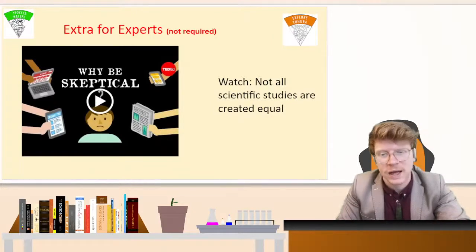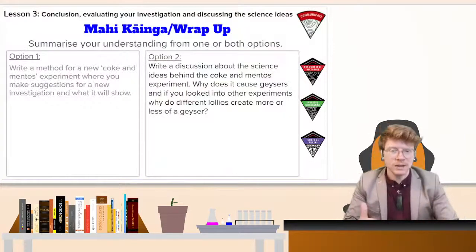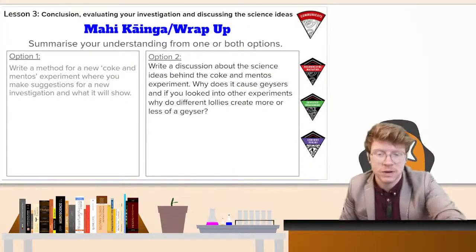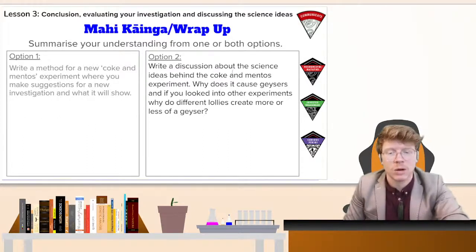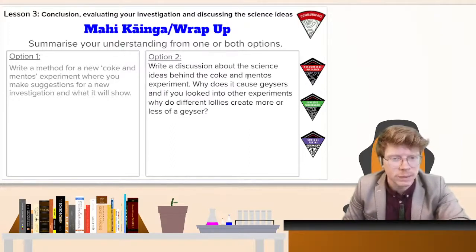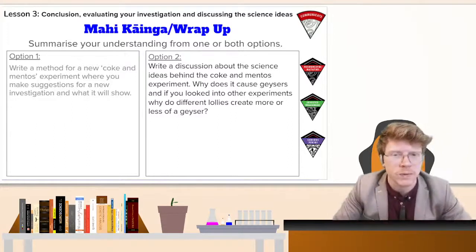Okay, there is a nice little thing here about skepticism, if you want to have a look at that, but it's not required. The last little thing is, here's the space for you to put your conclusion and any new method you might want to put in here. But this is an options task, so you can pick one of these two. The other thing you could do is have a bit more practice around discussing the science ideas, so you can pick whichever you want to most work on.